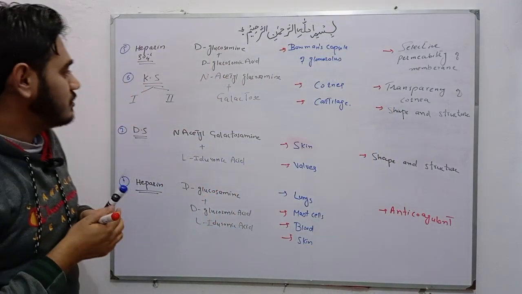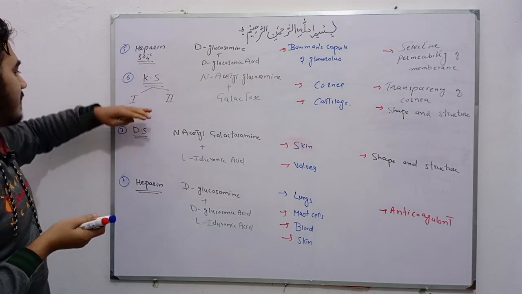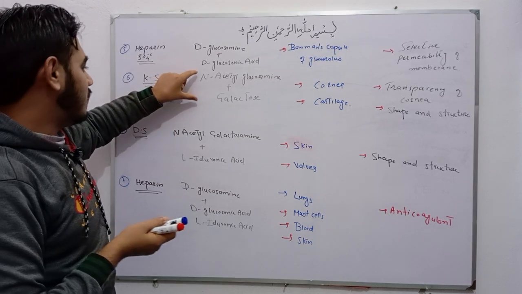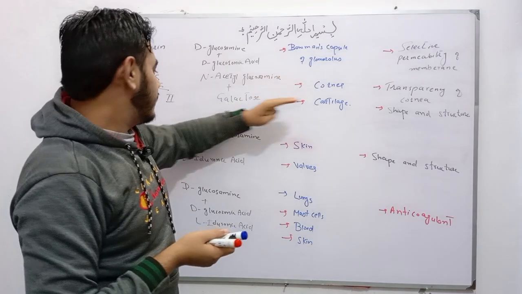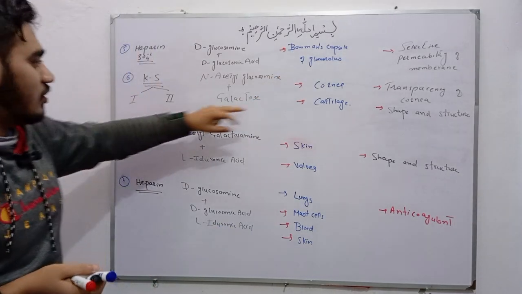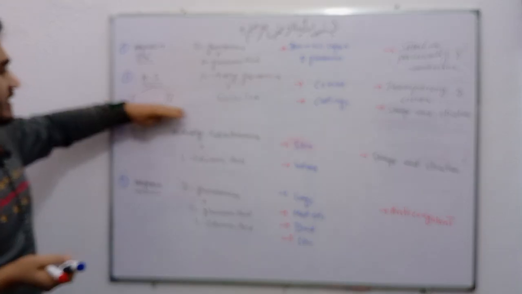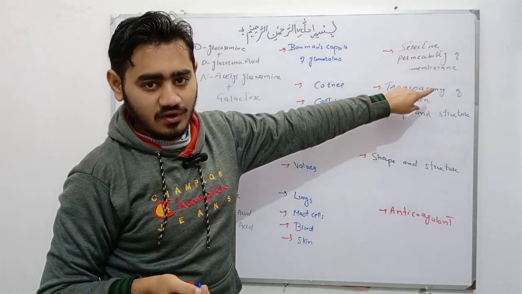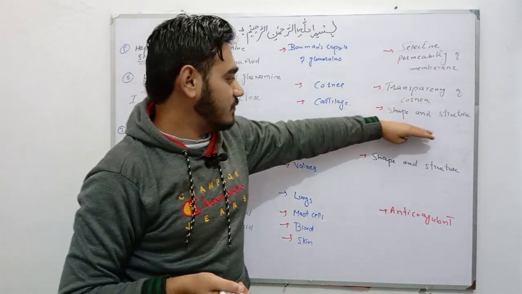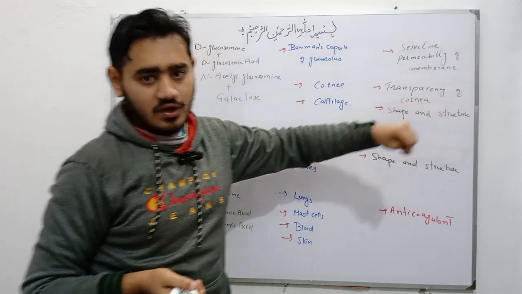Okay, students, keratan sulfate has two types, first and second. It is made up of N-acetylglucosamine and galactose. And keratan sulfate first is present in the cornea, while keratan sulfate second is present in cartilage. It is responsible for the transparency of the cornea, and it is responsible for maintaining the shape and structure of cartilage.